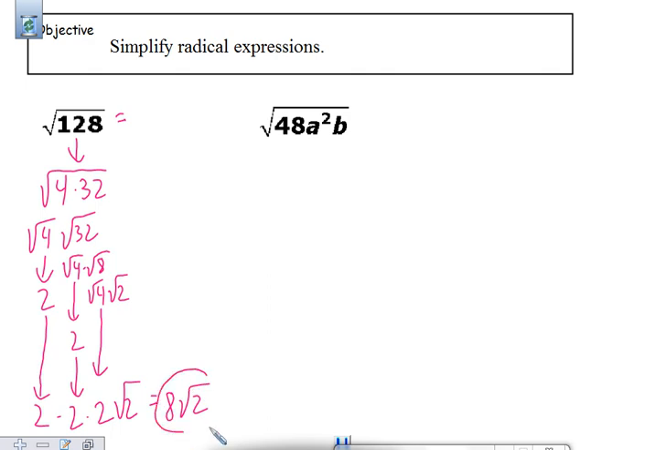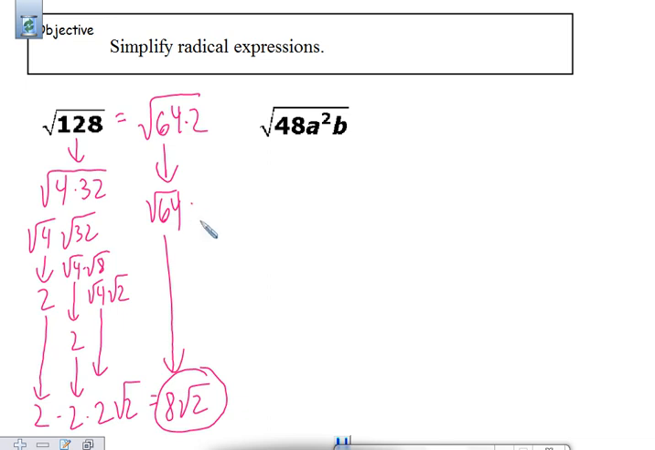Now if you're saying to yourself, boy, that took forever to do. Yeah, you know why? Because you went with little baby square roots of a 4 going into there. If you really think about it, the square root of 64 times 2 would work a whole lot easier. You want the biggest perfect square that would fit inside of there. The square root of 64 turns into 8. There's a square root of 2 left inside of there. There it is.